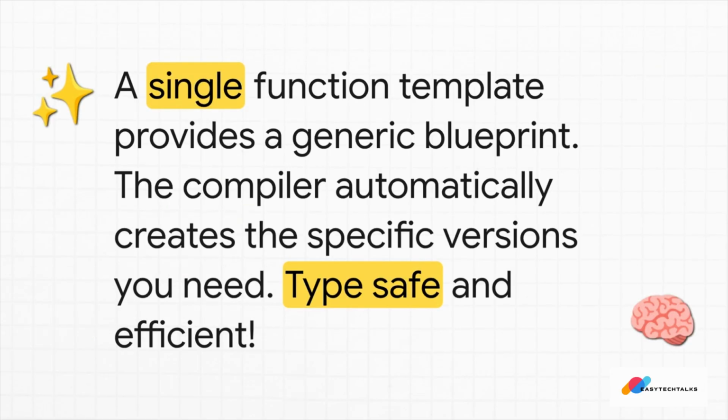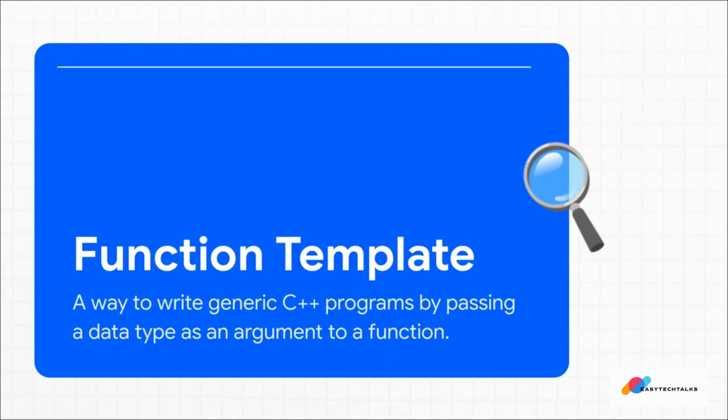Enter the function template. We take all of that duplicated code and replace it with this one single elegant function. It's a generic blueprint that can work with any data type we throw at it, and the compiler automatically creates the specific versions for us as we need them. It's brilliant. So what exactly is a function template? Honestly, the best way to think of it is as a recipe, or maybe a cookie cutter for your code. You define the logic, the shape of the cookie, once. Then, whenever the compiler sees you trying to use it with, say, an int or a string, it just uses that cutter to stamp out a perfectly specialized version of the function for you. It's all about writing less code that does more work.